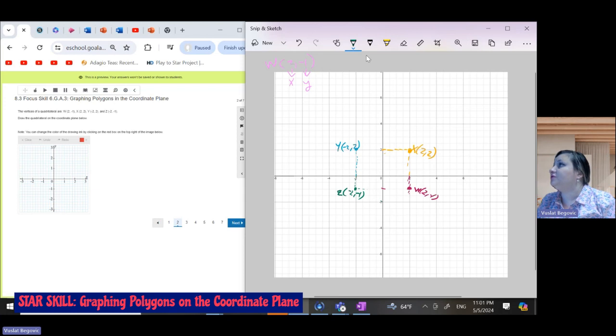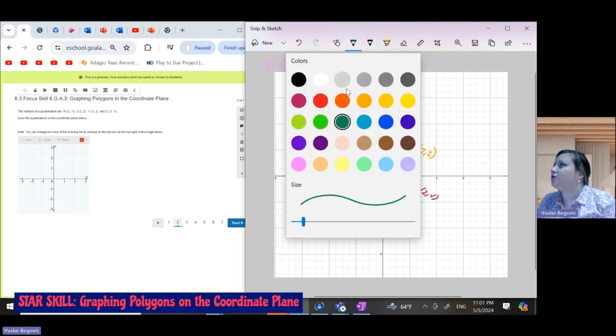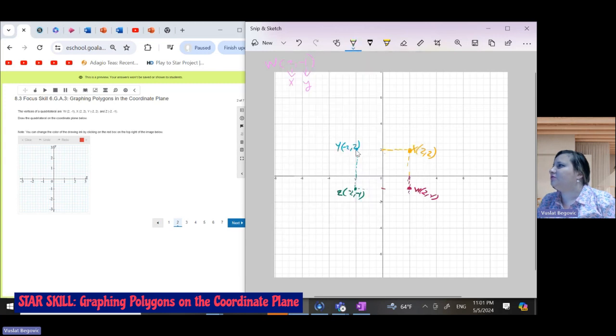Now, what do I have to do? This is a quadrilateral, they told us. So that means I have to basically make a shape out of these points. This is not a good color to see.